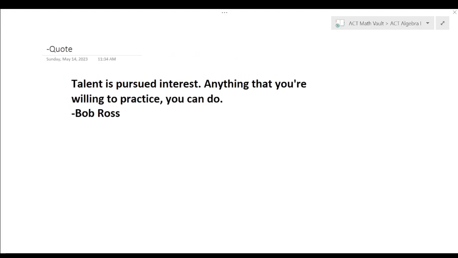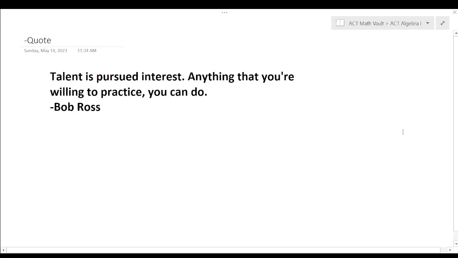Keep it going. This is from Bob Ross, legend. Talent is pursued interest. Anything that you're willing to practice, you can do. It's great for ACT prep, and it really makes me think about talent. His talent is probably just practice from the past.